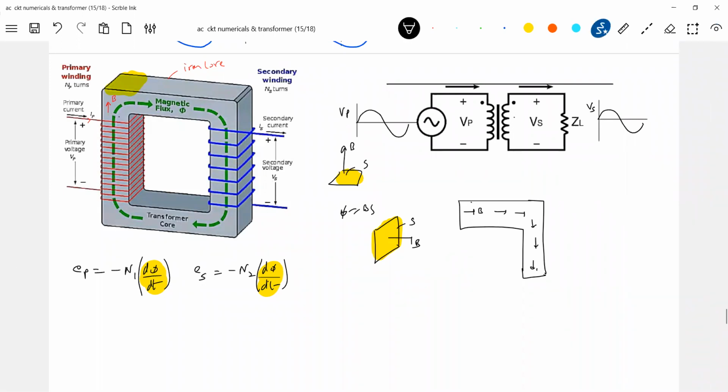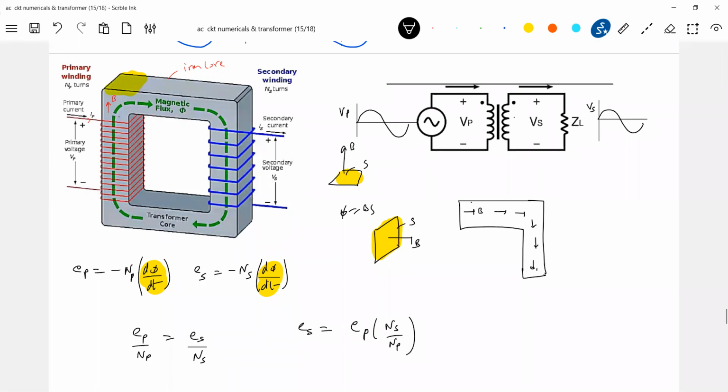So what we get is EP by NP is equal to ES by NS. So I want a secondary voltage, so ES is equal to EP into NS by NP.